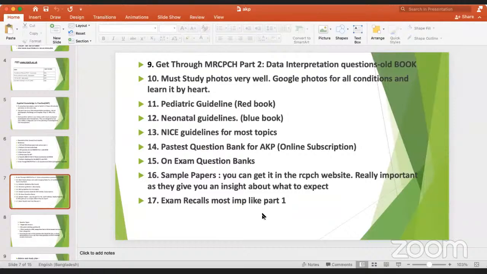Suppose the diagnosis was diabetes. The previous year's question was management of DKA; now they will give you management of hypoglycemic coma. So they will twist a little bit, but the main theme of the question will be similar. So you have to solve the recalls as much as possible. In our sessions, we will give the most corrected recalls solved, because for our students we do this much hardship. So exam recall is very important. In a small group, you can practice these recalls.